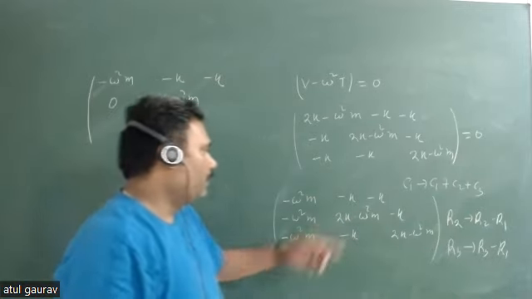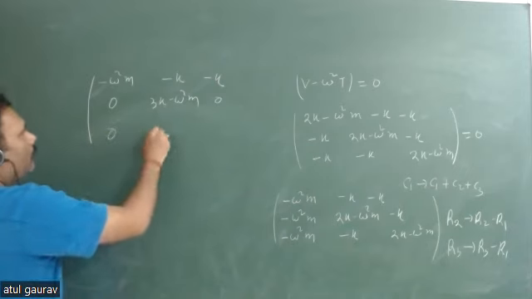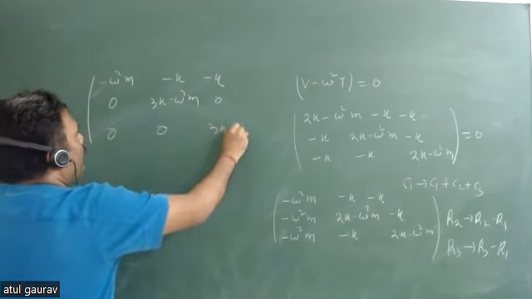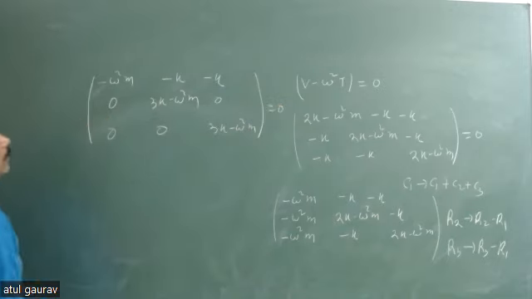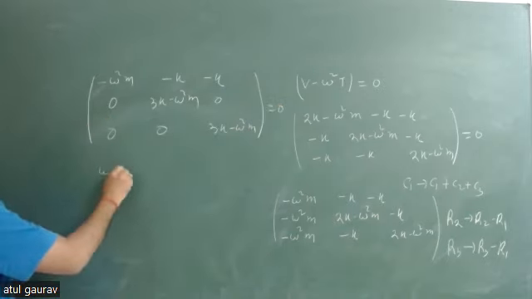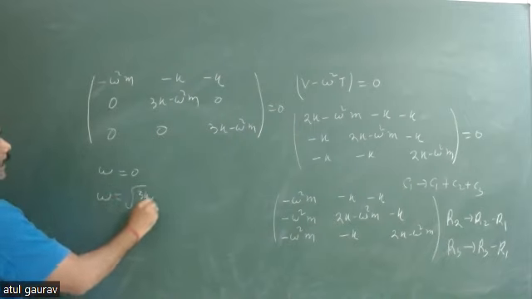Yes, sir. That will be subtracted. So 3k. Yes, that value is 0. 3k minus omega square m must be equal to 0. And from here, omega is equal to 0, and omega is equal to 3k by m.